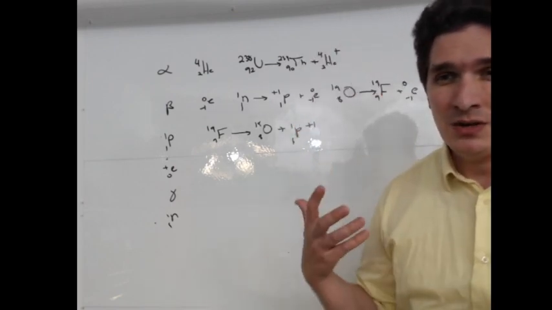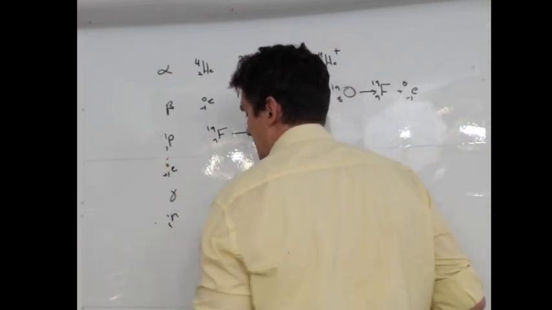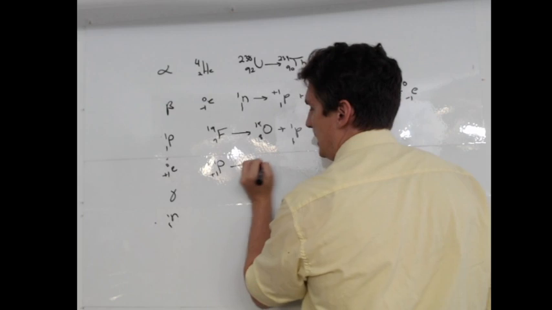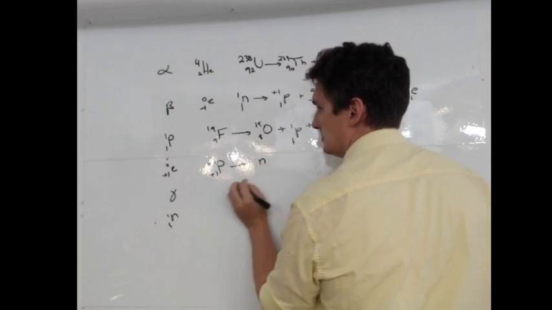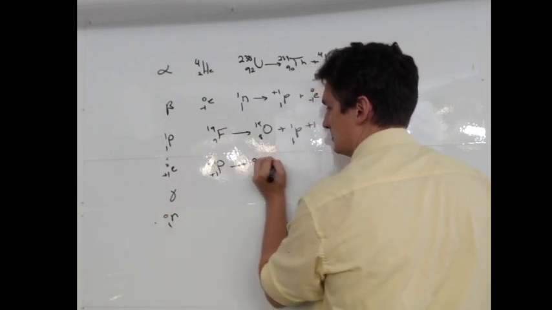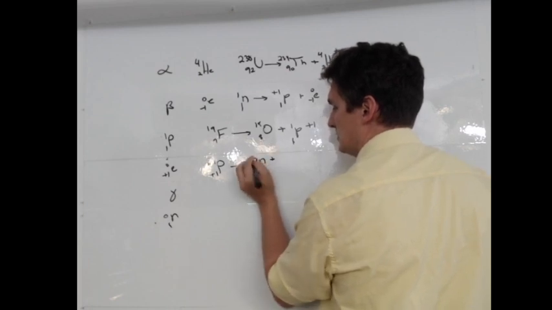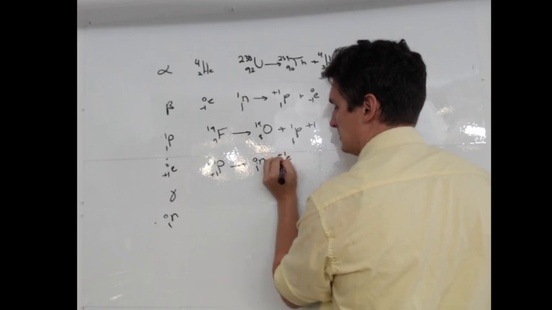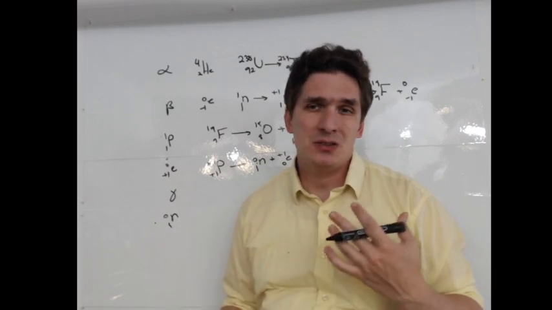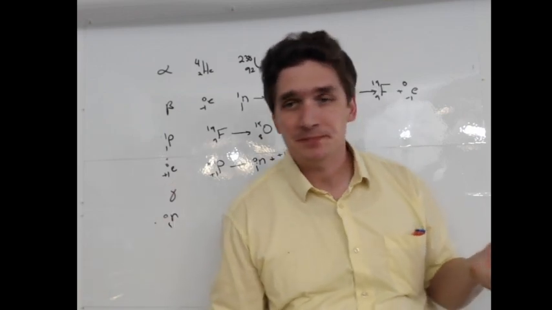Now, positrons are weird. A positron, I wrote it wrong, occurs when a proton decays into a neutron. And you may sit back and say, well, don't you create a neutron by adding a proton-neutron? Nuclear chemistry is weird.